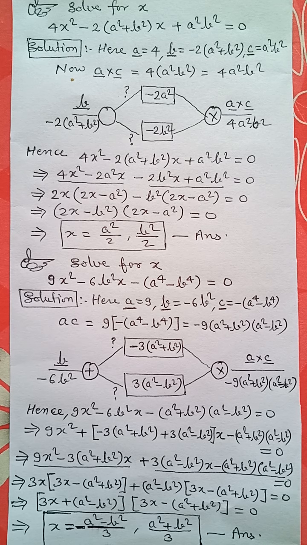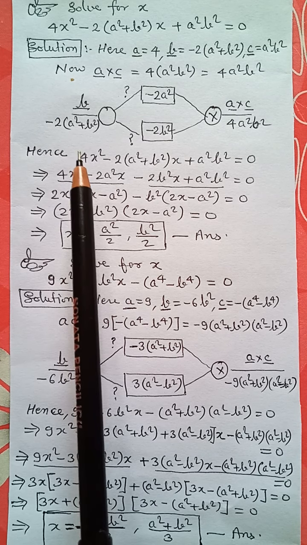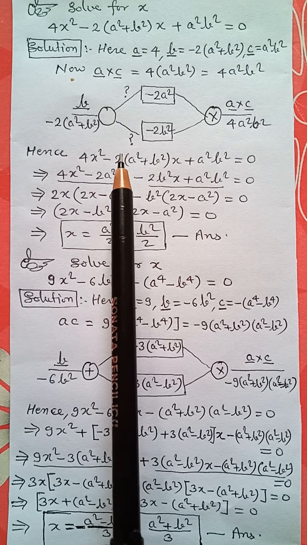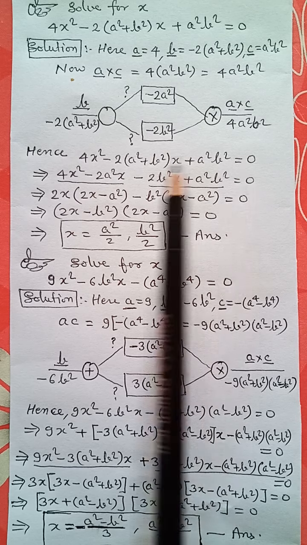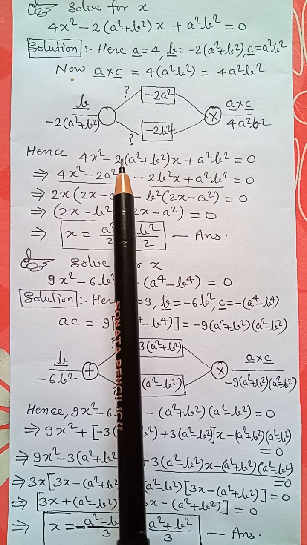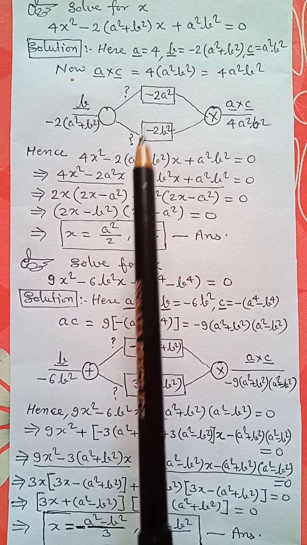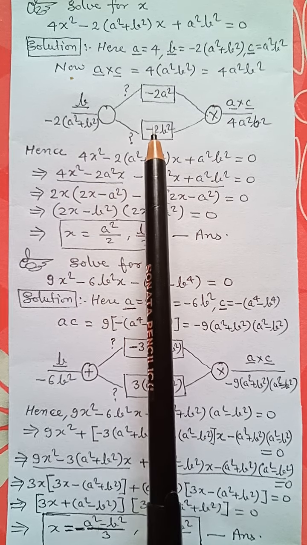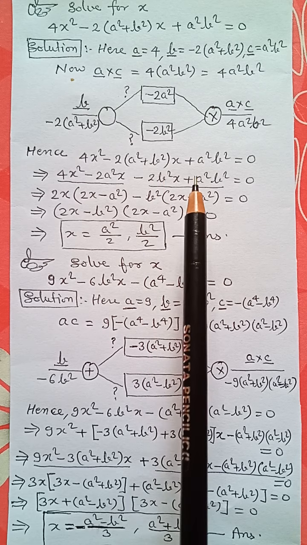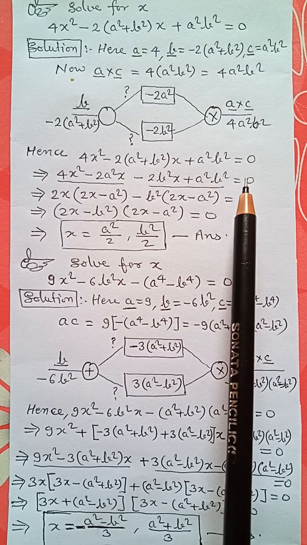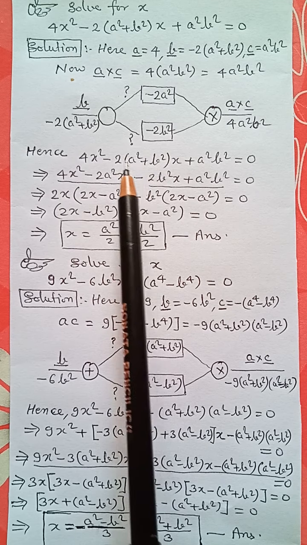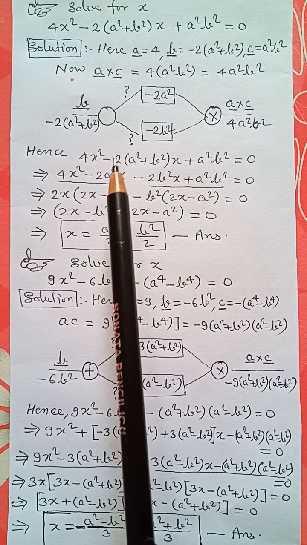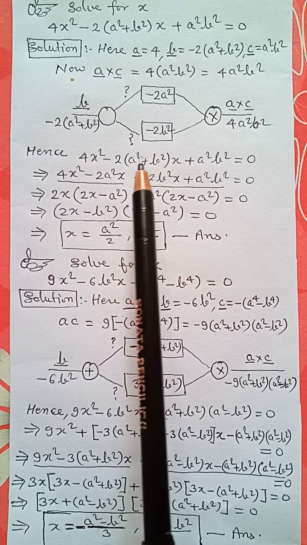Now applying the splitting of the middle term, we have 4x² − 2(a² + b²)x + a²b² = 0, and in place of this we can write 4x² − 2a²x − 2b²x + a²b² = 0. That means we have done nothing but splitting the middle term. It has already been split. We have just opened the bracket.